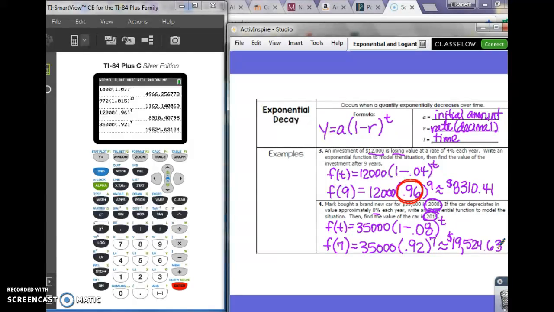The next video will talk about compounding interest. But if you wanted to go ahead and get started on your homework, at this point you can go ahead and do problems 1 through 5 on your homework assignment.